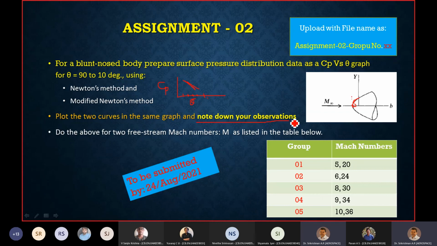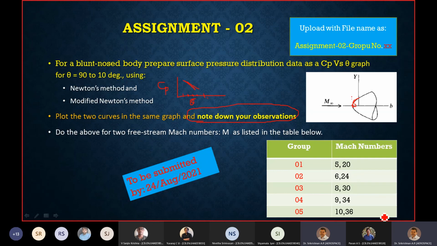And very importantly, you should note down your important observations, how that varies for different Mach numbers. This has to be done for different Mach numbers. Actually, each group has to do it for 2 Mach numbers. I've written that here. Group 1 has to do for M infinity equals 5 and M infinity equals 20. Group 2 for M infinity equals 6 and M infinity equals 24. So I have given a lower Mach number and a higher Mach number for each group.